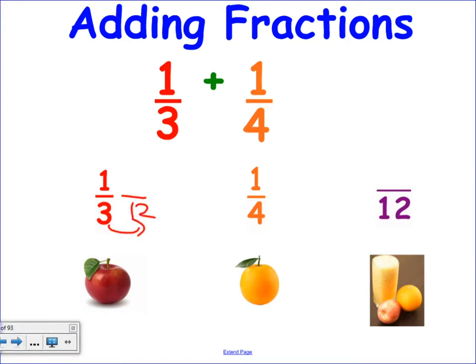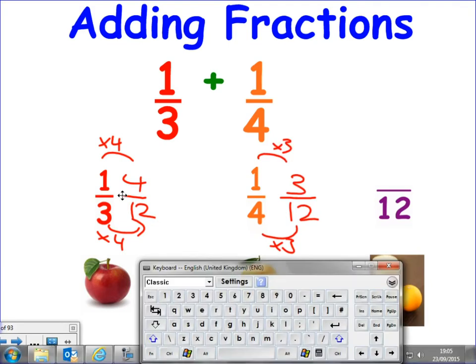What have I done to get from 3 to 12? Times by 4, so I multiply the top by 4. So a third is 4/12. Let's go over here. 12 is our blended denominator. What have I multiplied it by? What do I do to the top? I have 4/12.